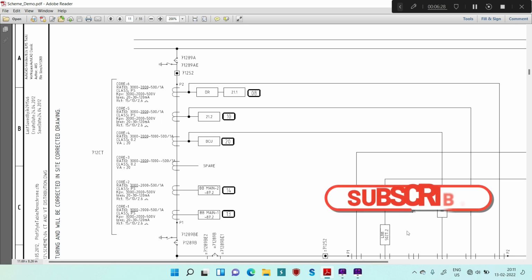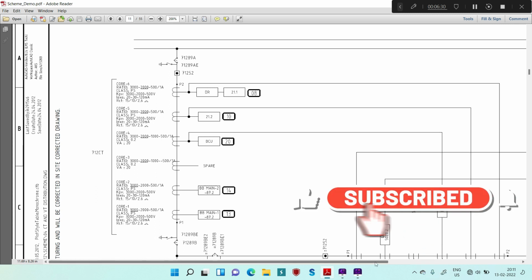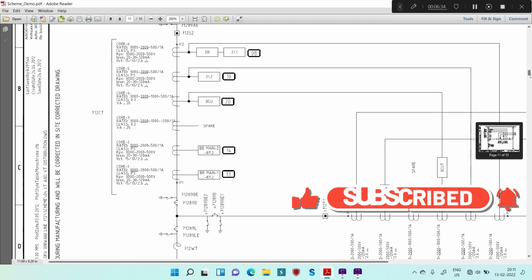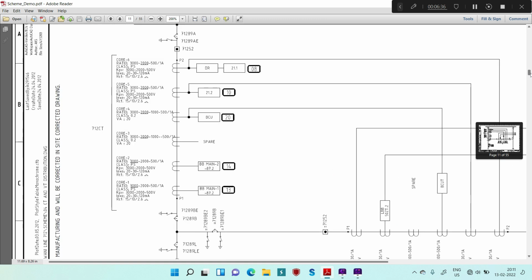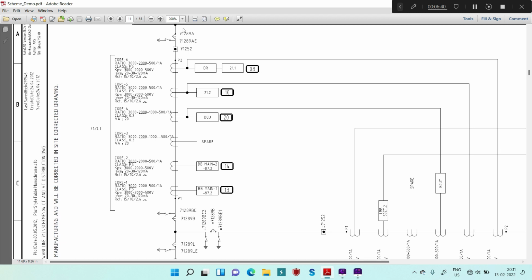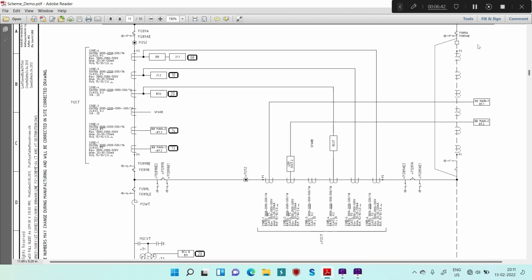Now in order to understand the CT and VT distribution, you must be aware from the initial sessions which I have uploaded on the channel about how to connect the CT in case of 1.5 circuit breaker scheme for your protection and also for metering purposes. So if you see here, this is basically a 1.5 breaker scheme.